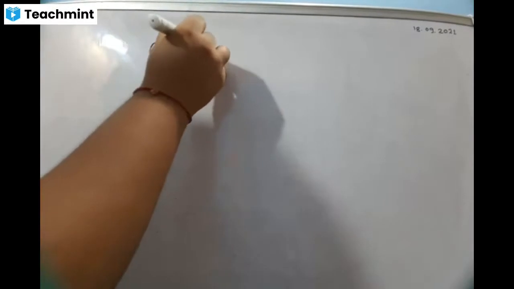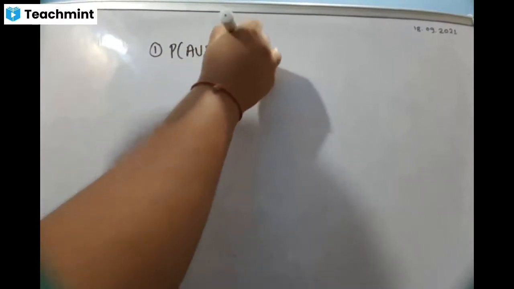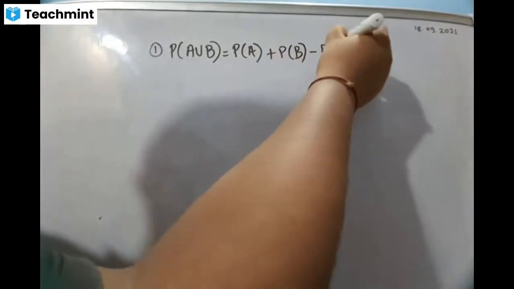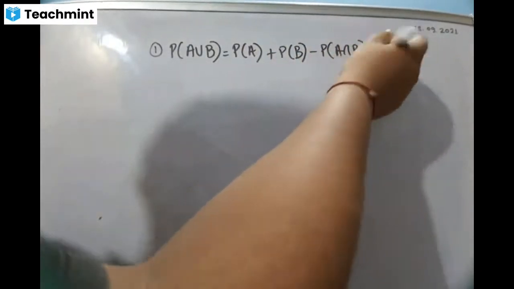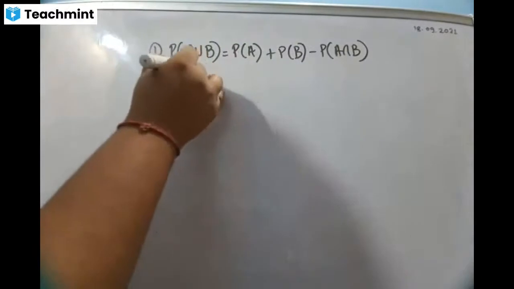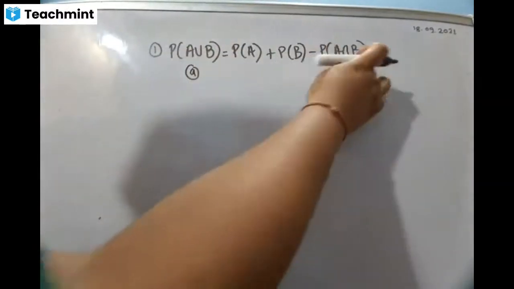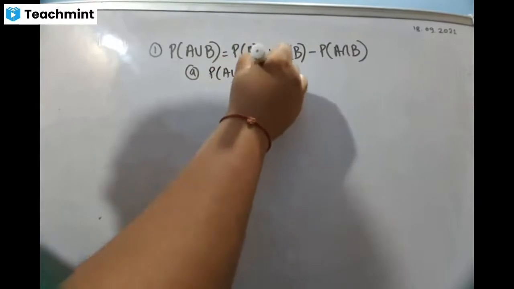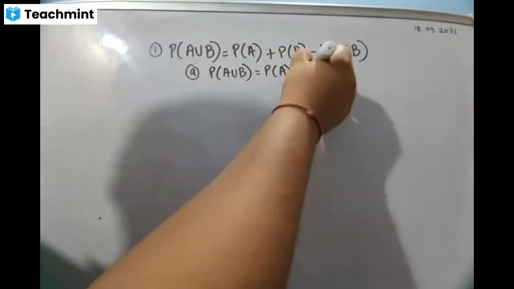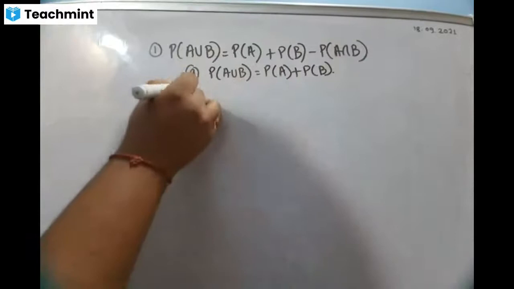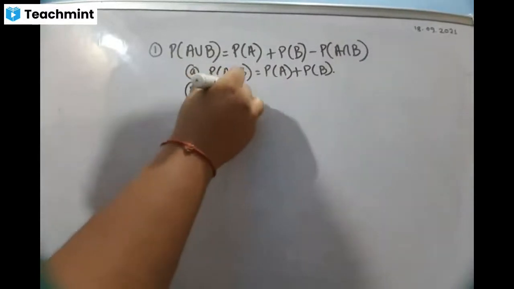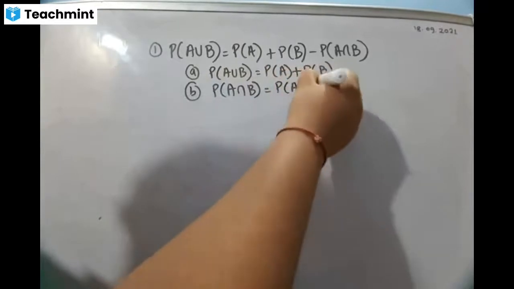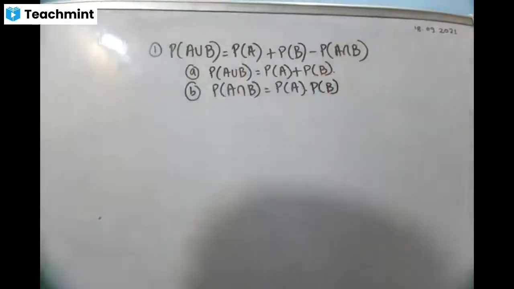Probability of A union B will be equal to probability of A plus probability of B minus probability of A intersection B. I explained how we are getting this also. Sub question: if A and B are mutually exclusive, then this part will be 0. So probability of A union B will be equal to probability of A plus probability of B. If A and B are independent events, they will tell you, then A intersection B will be probability of A into probability of B. So this is the first formula.